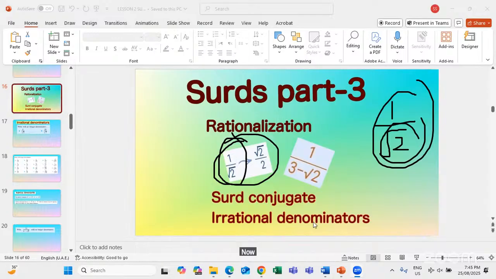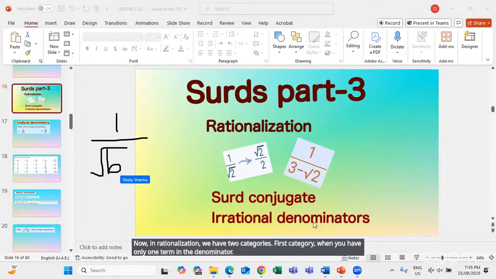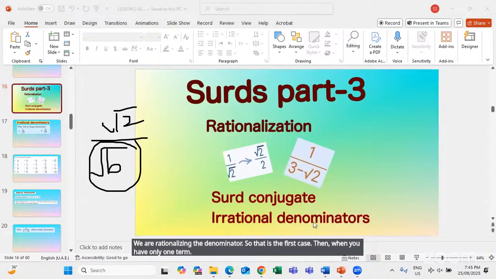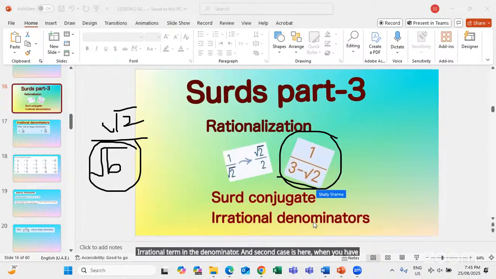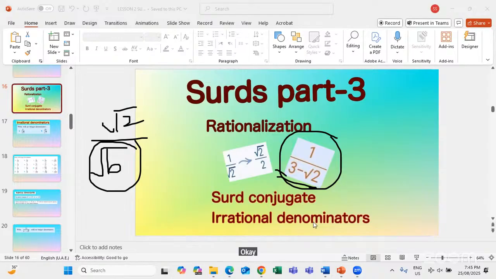Now, in rationalization, we have two categories. First category, when you have only one term in the denominator, like root b, root c, anything. The numerator can be anything. It can be a surd, it can be a non-surd, it doesn't matter. We are rationalizing the denominator. So that is the first case, when you have only one irrational term in the denominator. And the second case is when you have two terms in the denominator and there is a surd like square root 2 or square root 3. Both terms can be surds, or one term can be irrational and one term cannot be. So both possibilities are there.